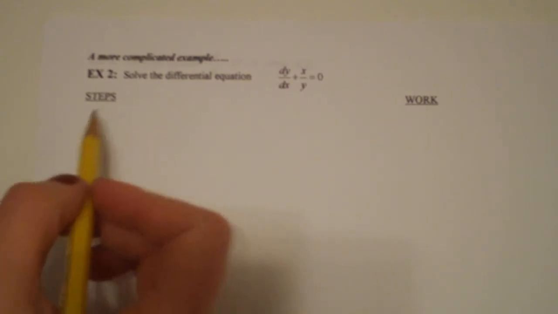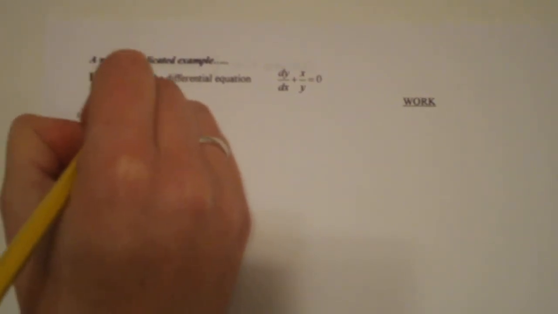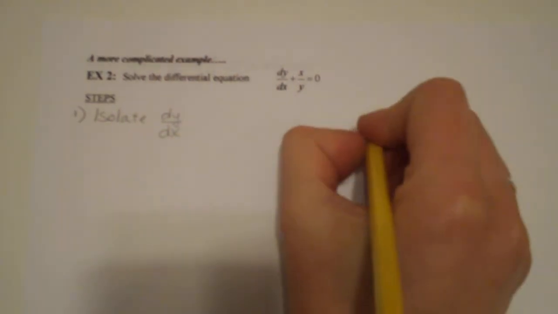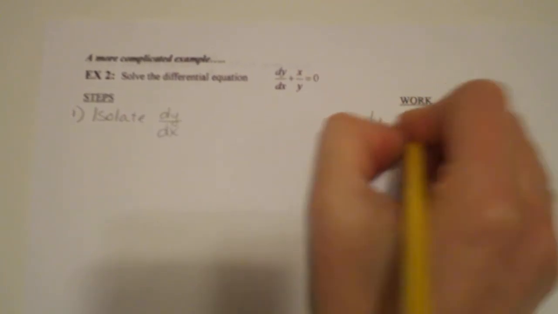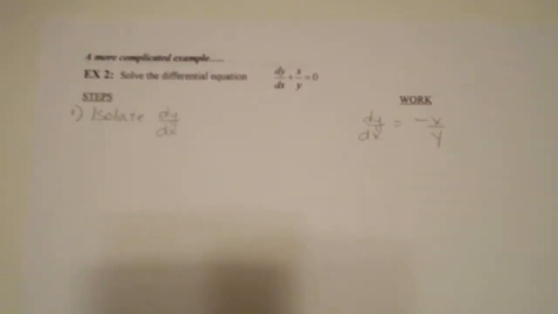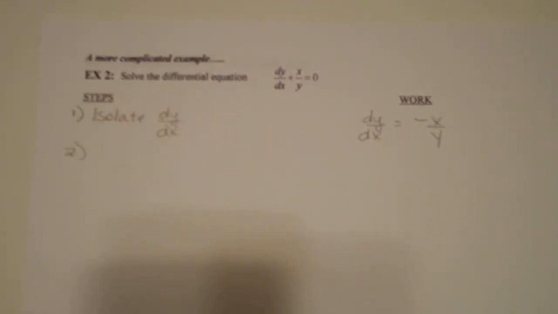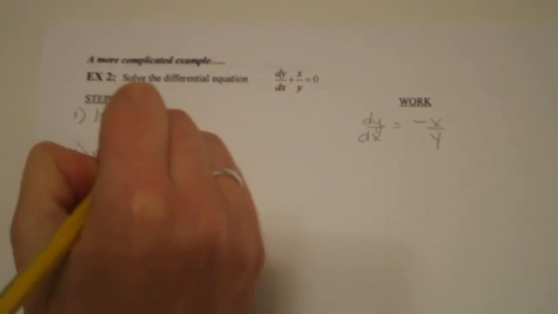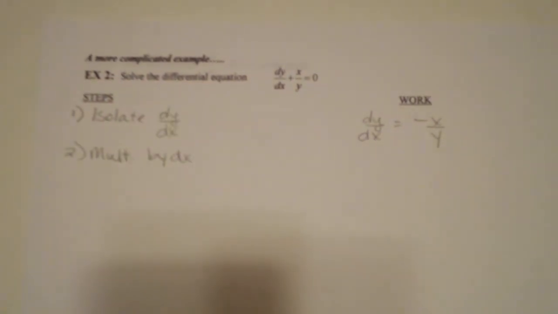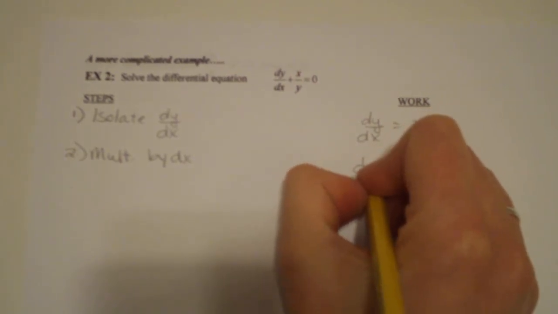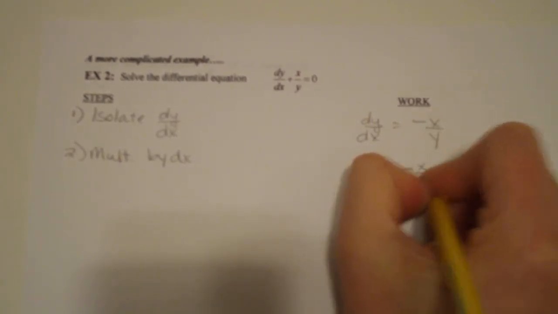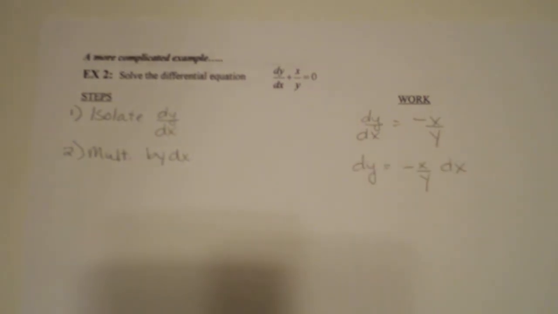Okay, so the first thing you want to do is isolate dy/dx. That means solve for dy/dx. Get that by itself. So dy/dx equals negative x over y. The second thing that you're going to do is multiply by dx. So when I do that, I end up with dy is equal to negative x over y dx.